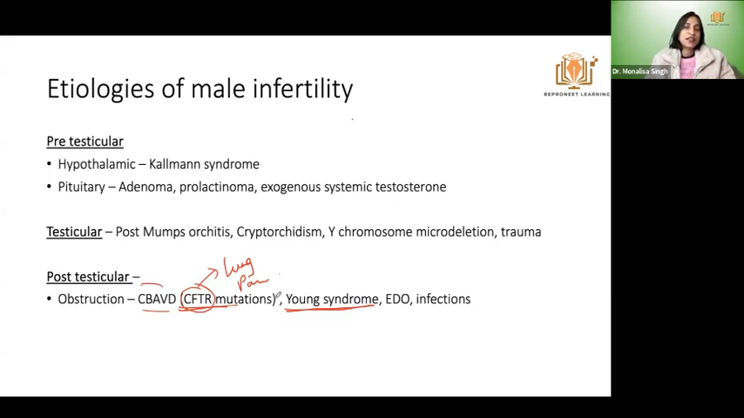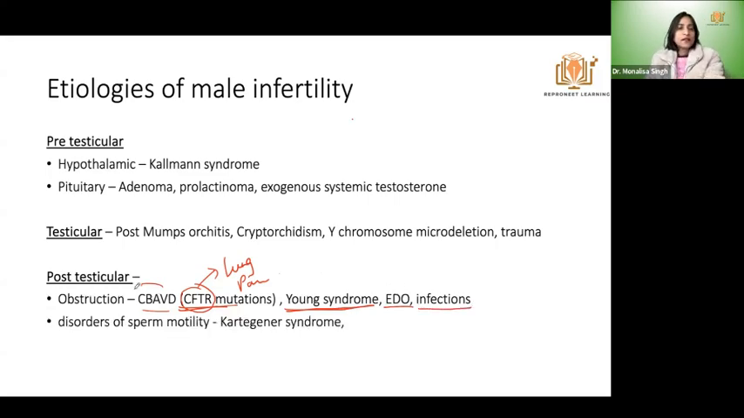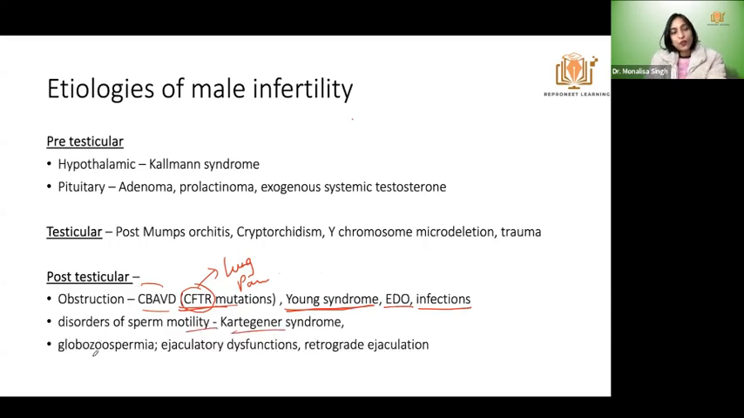And here bilateral vas deferens are not absent. Here the vas or the entire pathway is obstructed. So this is also obstructive pathology. And then there are ejaculatory duct obstructions. Here also CFTR gene mutations may be present, infections, and disorders of sperm motility like immotile cilia syndrome.